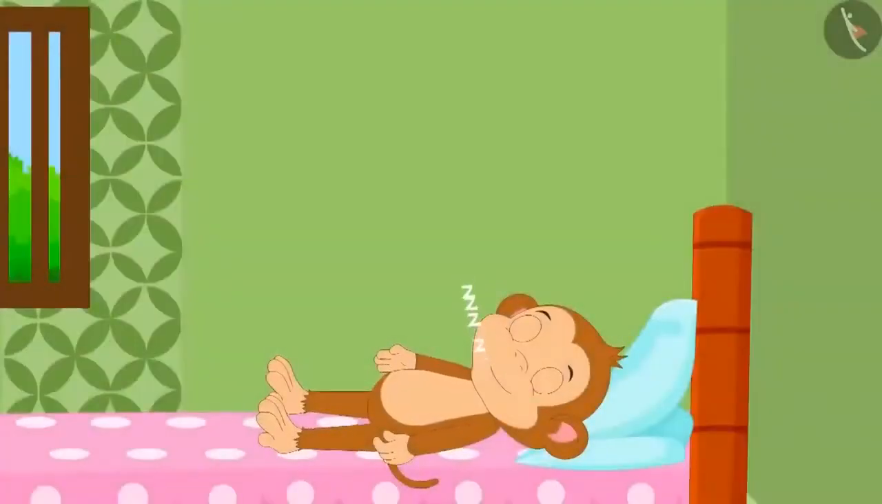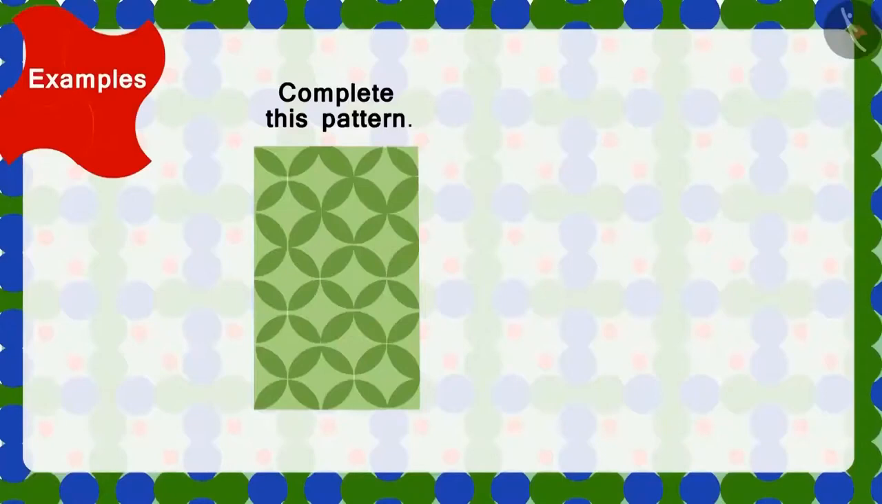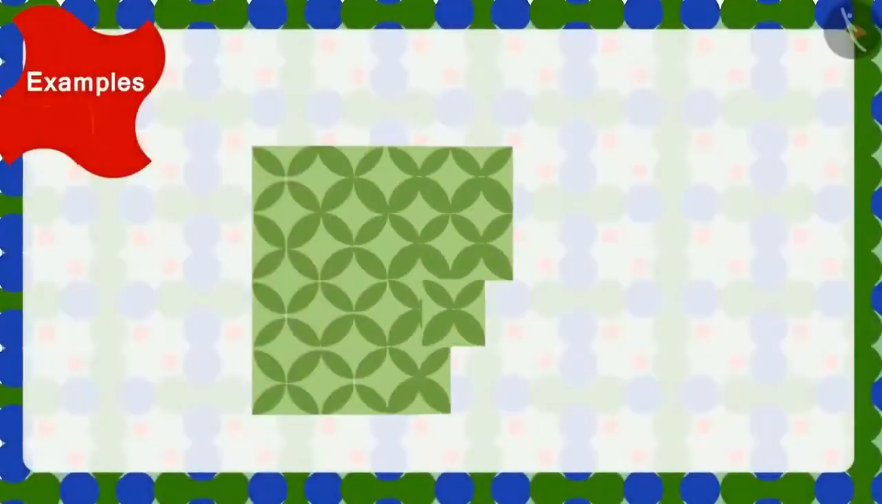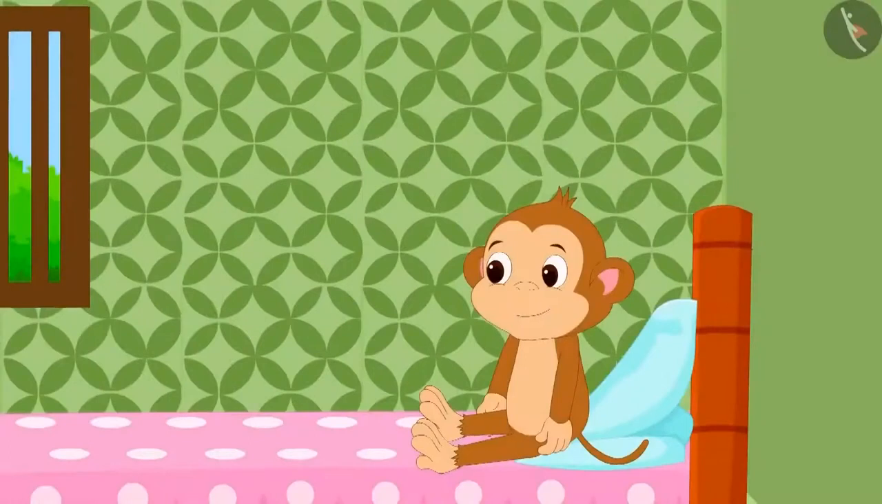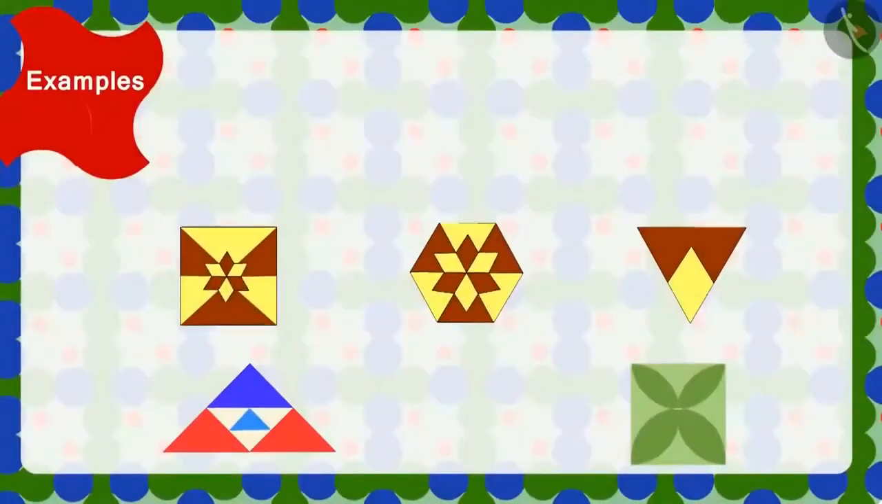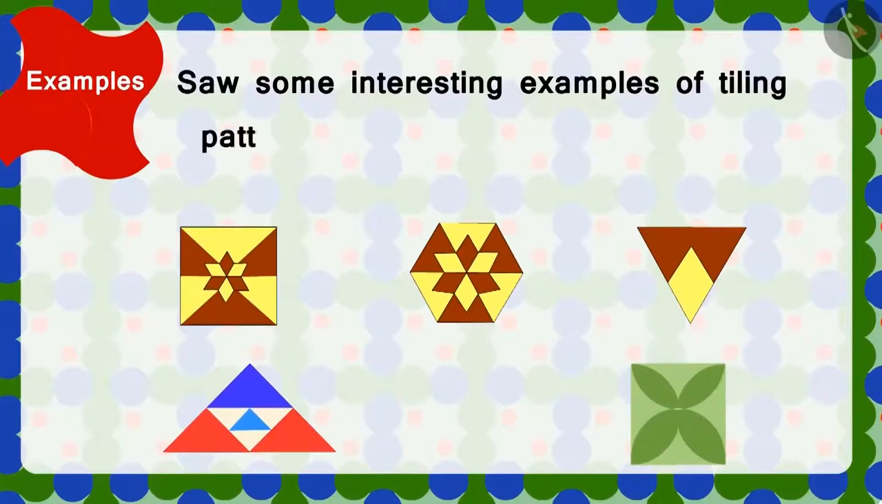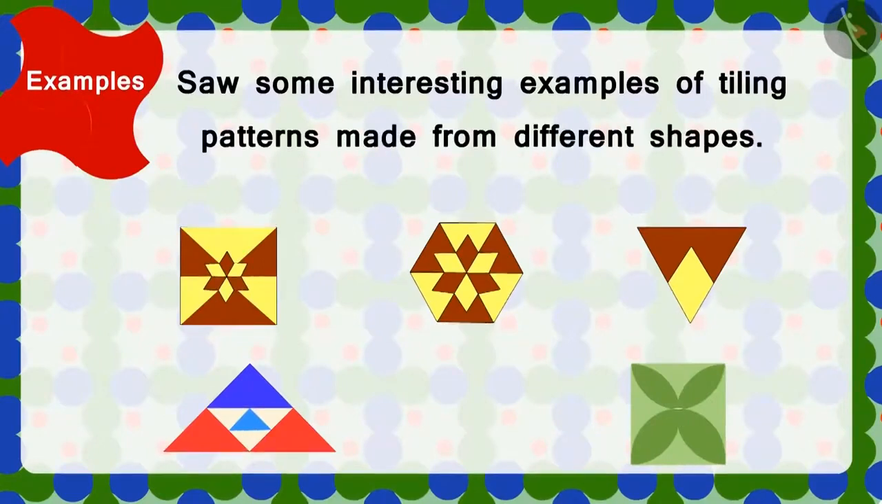Hey, what is this? Babban has slept after making the pattern on just half of the wall. Children, can you help him by completing this pattern? Wow! Children, you have completed it correctly. Babban has woken up. Look how happy he is looking at his beautiful wall. Children, in this lesson, we saw some interesting examples of tiling patterns made from different shapes.